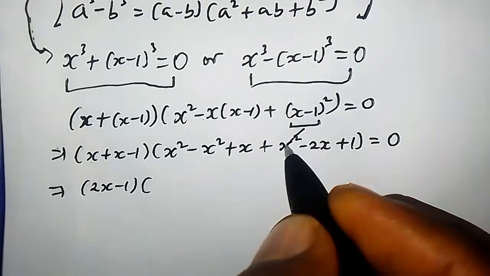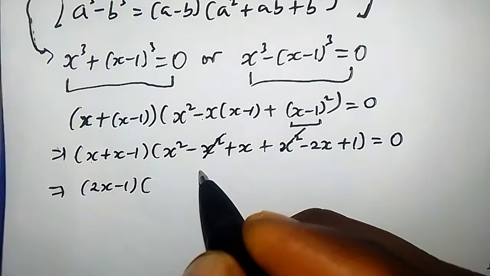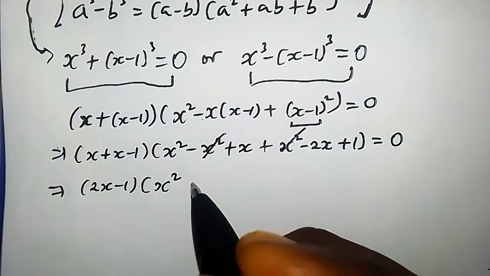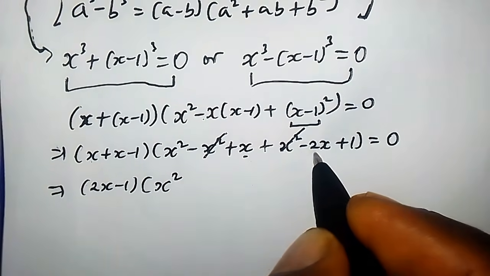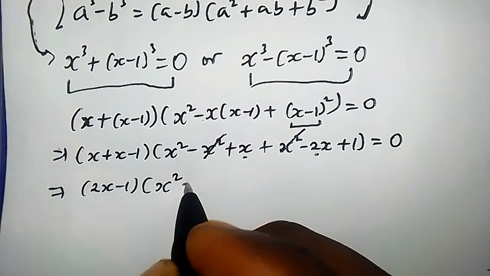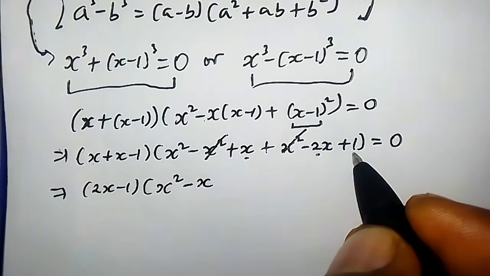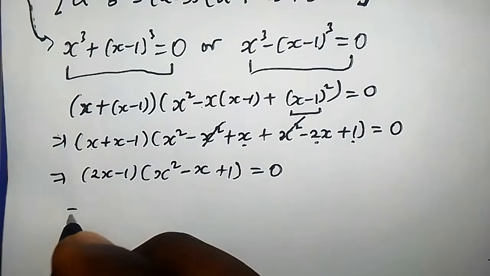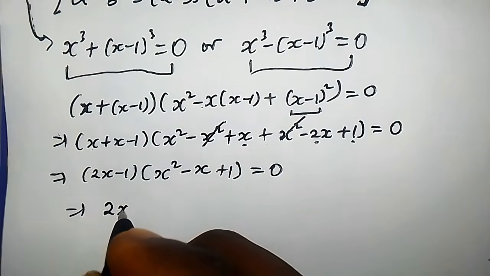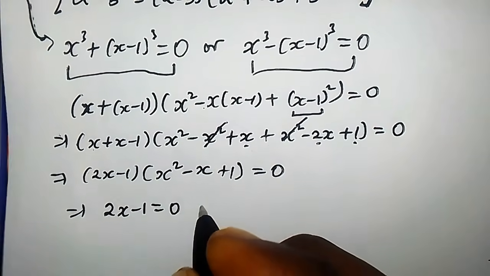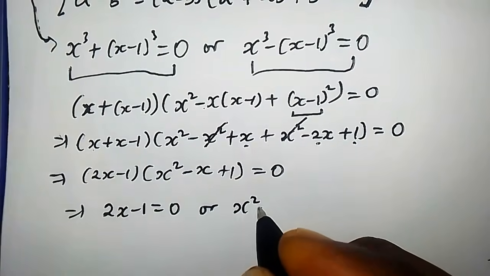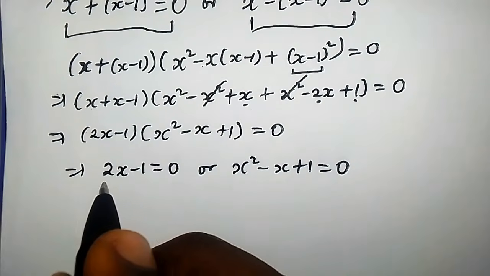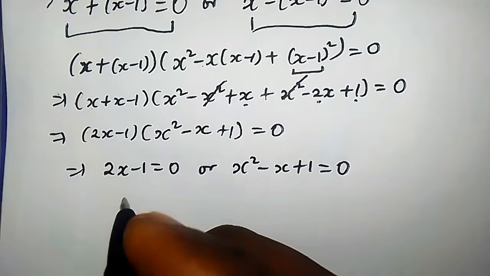Let's continue. This implies that x plus x, that is 2x, so we have (2x minus 1) times, clearly x square minus x square cancel each other, we are left with x square minus x minus 2x, that is minus x plus 1, equal to 0. This implies that 2x minus 1 is equal to 0, or x square minus x plus 1 is equal to 0.